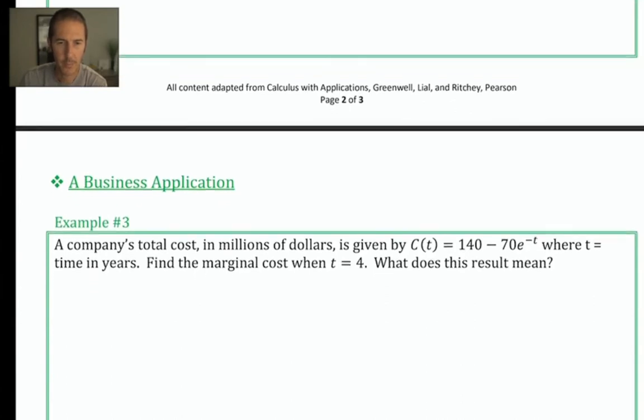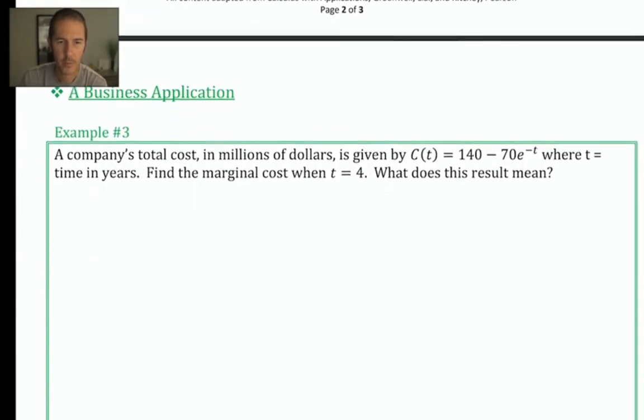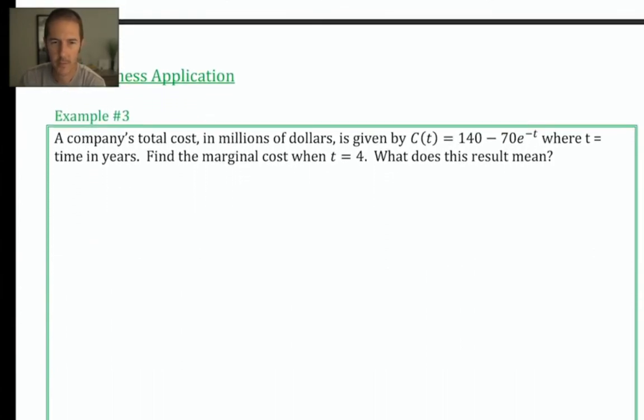So here's an applied problem. A company's total cost in millions of dollars is given by this function. T is measuring time in years. We want the marginal cost when t equals 4. Remember that marginal cost, or a marginal cost function, is found by taking the derivative of the cost function.